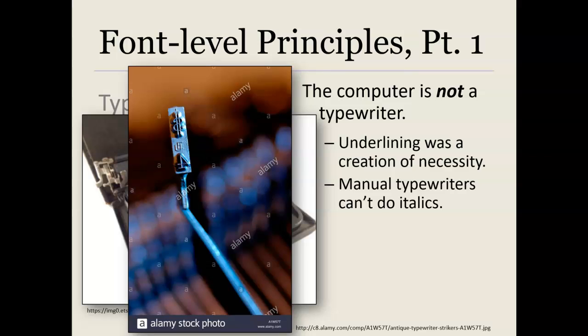Anyway, underlining was a creation of necessity. They realized, you know what we're going to do? We're going to use the hyphen key. We'll shift it down, and instead of making hyphens, we'll just have it go under the baseline. So people can backspace, shift, hyphen, hyphen, hyphen, and it'll make underlines instead of italicizing. That's why we have underlines.